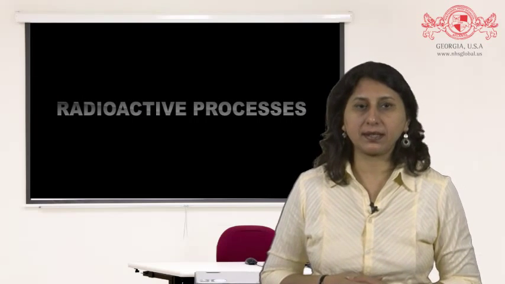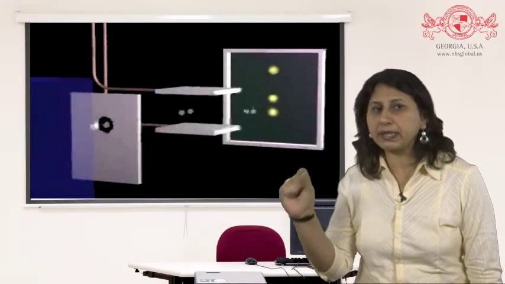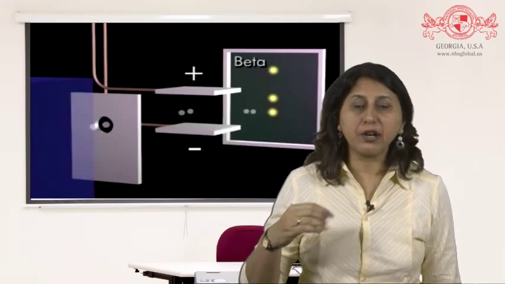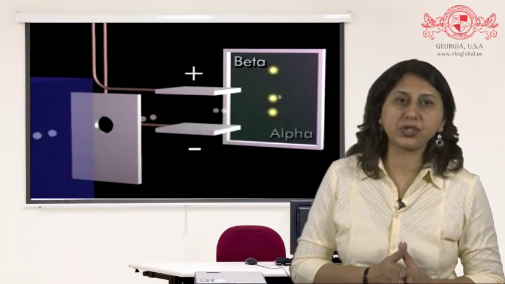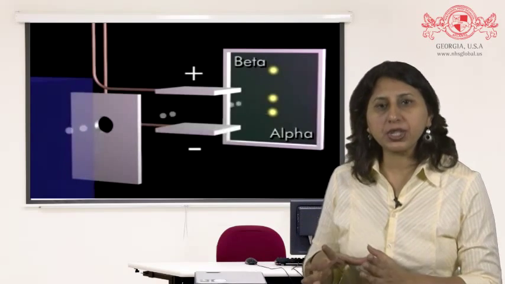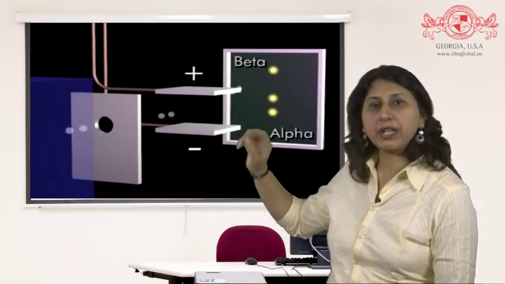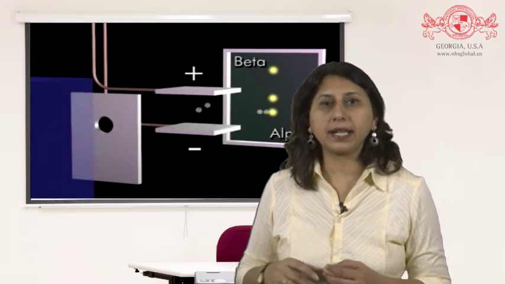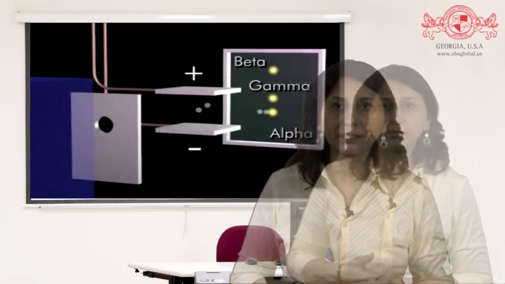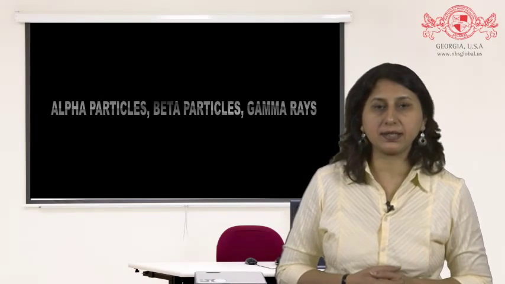Radioactive processes. In radioactive processes, particles or electromagnetic radiation are emitted from the nucleus. The most common forms of radiation emitted have been traditionally classified as alpha, beta and gamma radiation. Nuclear radiation occurs in other forms, including the emission of alpha particles, beta particles, gamma rays.